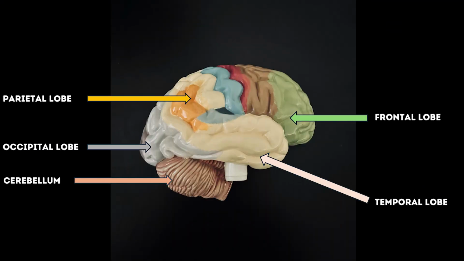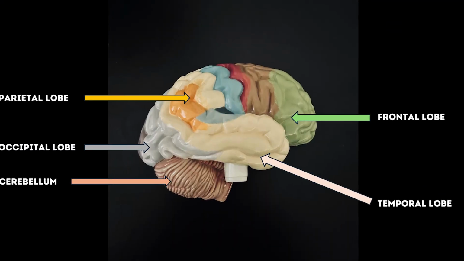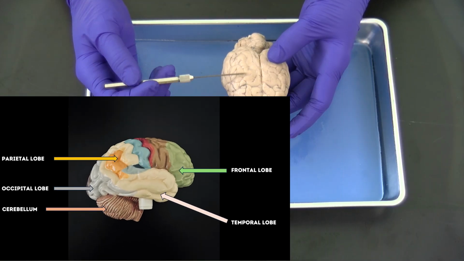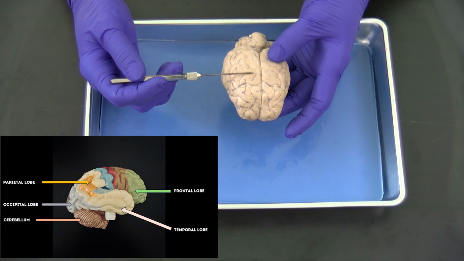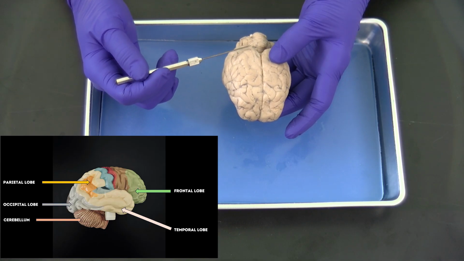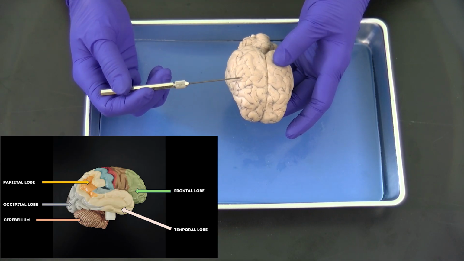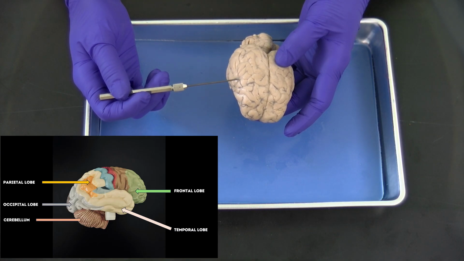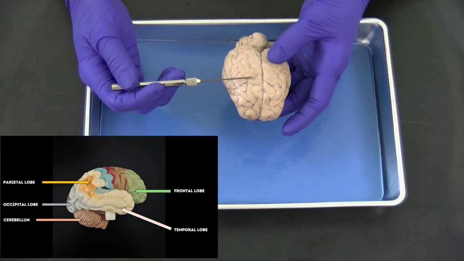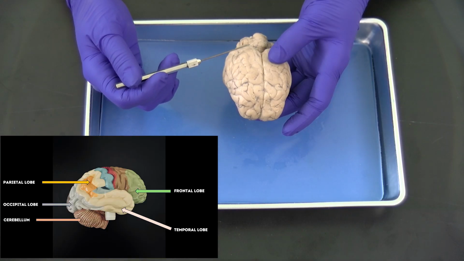The parietal lobe, which is on this superior aspect of the brain, just posterior to the frontal lobe, is important for interpreting feelings as well as that sensory information in this post-central gyrus. The parietal lobe also processes taste, texture, and temperature.